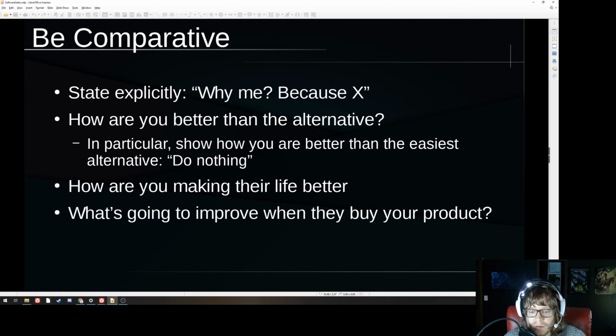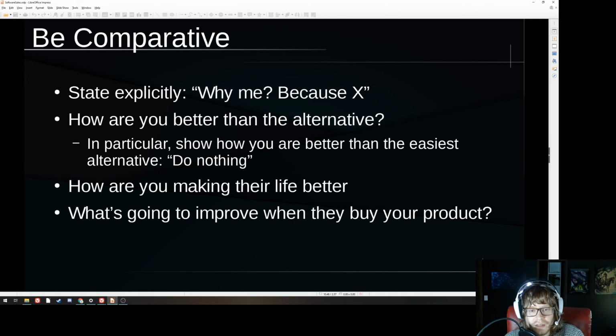Okay, so if you have a product that makes the customer's life better, show them how having your product and paying for it and doing whatever it takes to get it is better than doing nothing, because doing nothing is the most compelling alternative. People have inertia. They prefer to keep doing what they're going to do. You need to overcome the inertia of doing nothing.